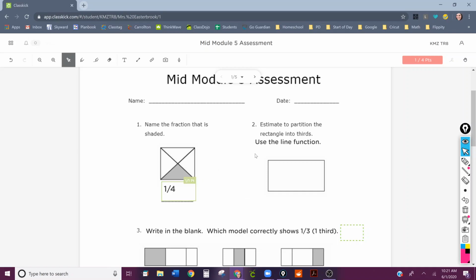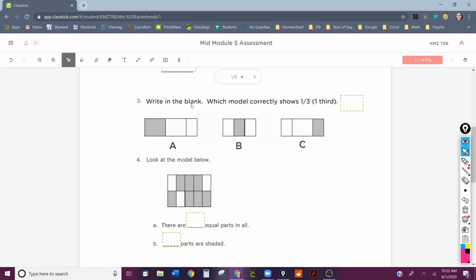Number 2, estimate to partition the rectangle into thirds. Use the line function. So some of you did not do this one. What you had to do is come up here using the add line function and partition the rectangle into thirds. So you needed 3 equal pieces. So you just had to draw 2 lines, breaking it into 3 equal pieces. And that earned you 1 point.